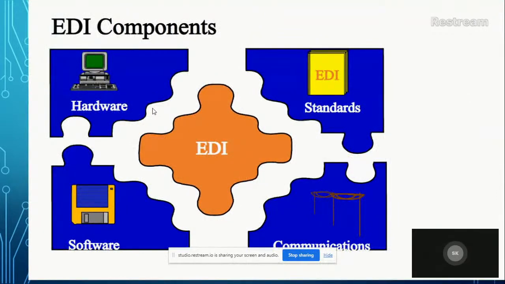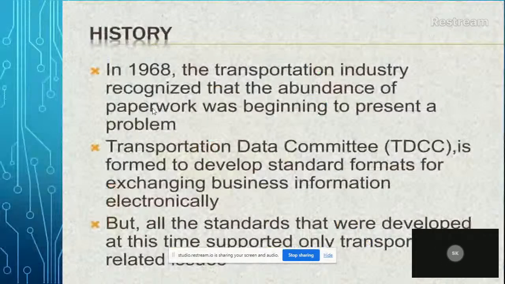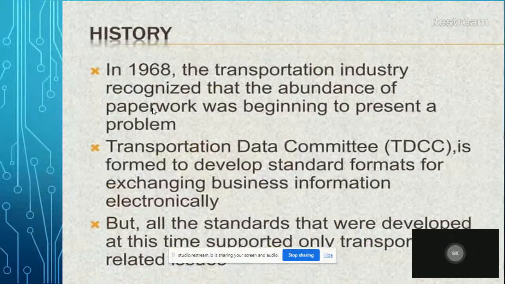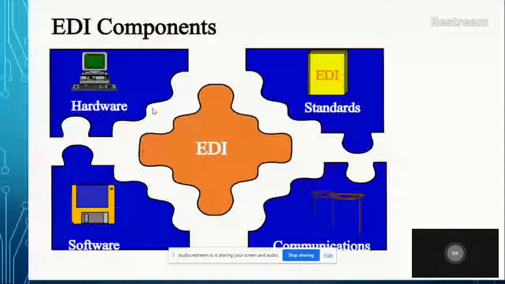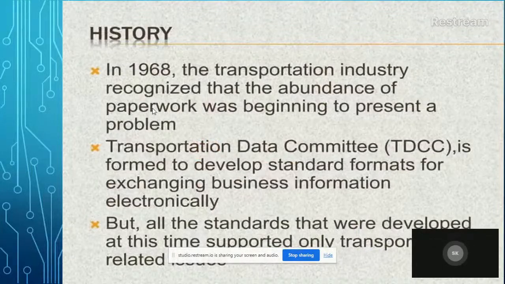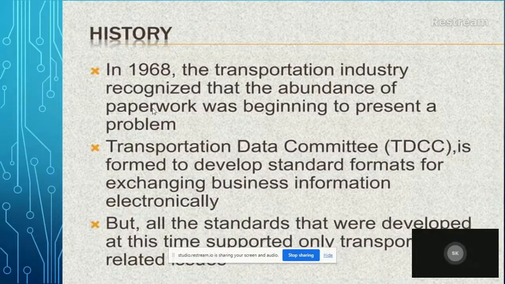So let's see the EDI, electronic data interchange, components: hardware, standards, software, and communication. Let's see them one by one. First the history: how EDI came about, in which year, and what the standards, hardware, software components and communication are. Everything will be studied in this history.